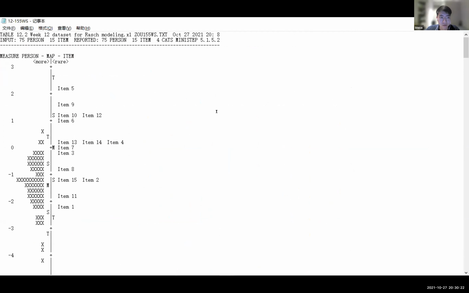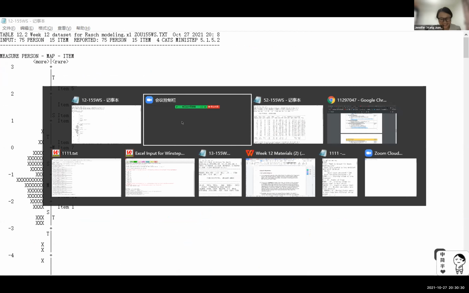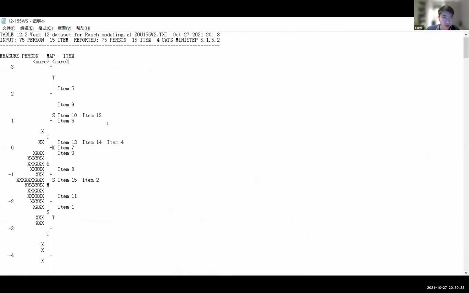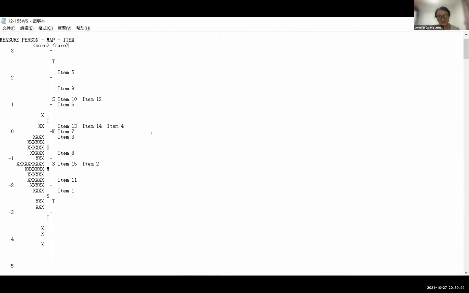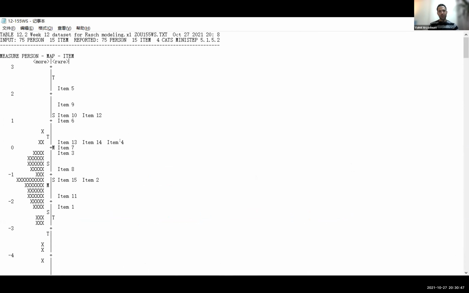So we first ran the output of the map. Yeah, the map. Actually, are we doing the right thing? Yes, we're doing the right thing. This is the right map, so it's the right thing.